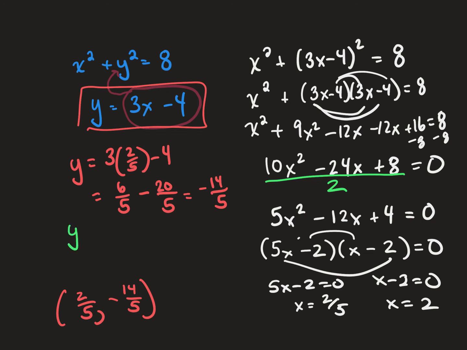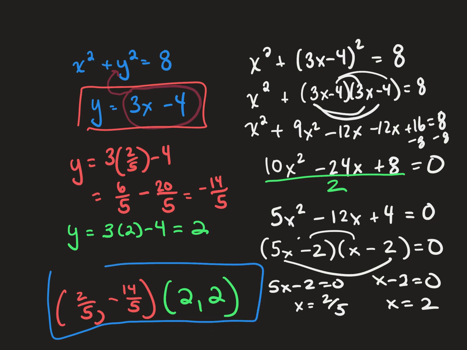And my second one, I'll just do the same thing, but I'll plug in 2. So that'll obviously turn out to be a little nicer. And that'll just be 2. So my other solution is (2, 2). So we have two solutions. One is this fraction one, which is very common, and then one is just the two integers.